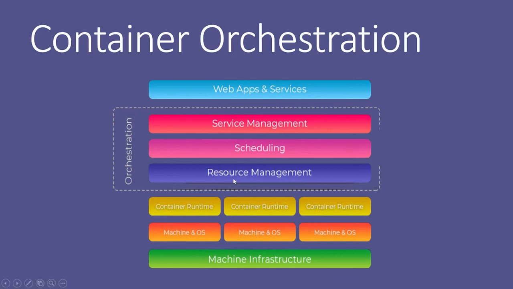In this figure, you can see that the first layer is of web applications and services. These are the applications which use container orchestration. Then container orchestration consists of three different layers, that is service management layer, scheduling layer, and resource management layer. Service management layer manages all the services based on the requirement. The scheduling layer is responsible to schedule all the tasks. Resource management layer is used to manage and allocate appropriate resources to the container as per the requirements.